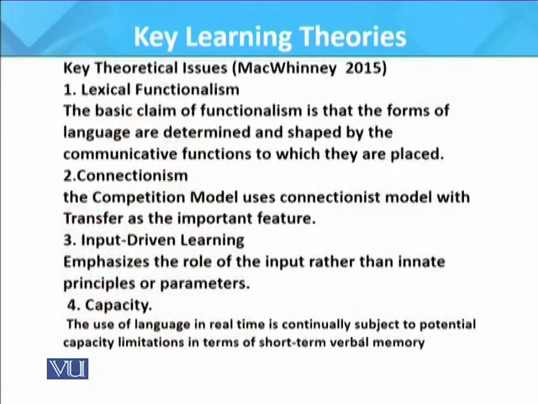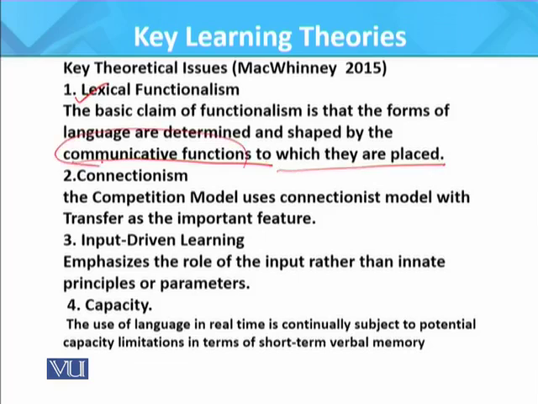Key theoretical issues of these models are: number one, lexical functionalism. The basic claim of functionalism is that the forms of language are determined and shaped by the communicative functions to which they are put. So here again, the communicative function is the area of importance. As for this particular point, the pressure of communicative function operating in accord with the constraints of neurolinguistic processing is considered to be the primary determinant of language development, processing, and evolution.